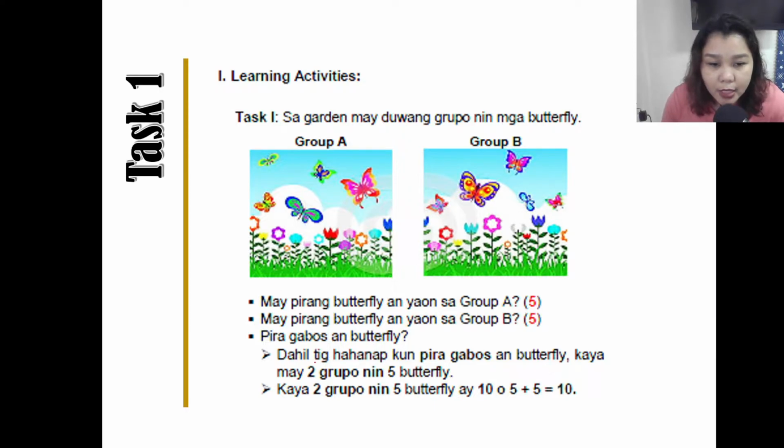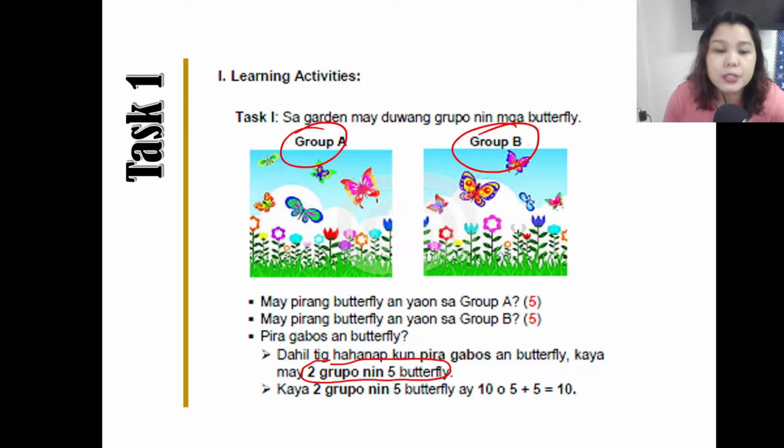Itong sinabing duwang grupo ng 5 butterfly. So this is one group, this is another group, kaya duwang grupo. So we have 2 groups ng 5 butterfly. For each group, 1, 2, 3, 4, 5. For the second group, 1, 2, 3, 4, 5. Kaya we say that duwang grupo ng 5 na butterfly. So, 2 groups of 5.